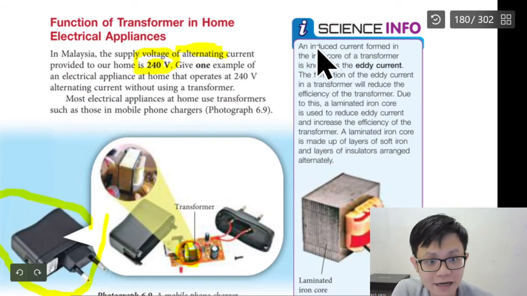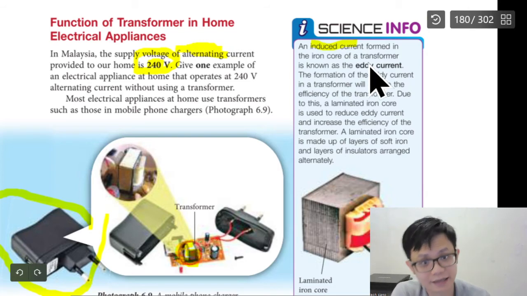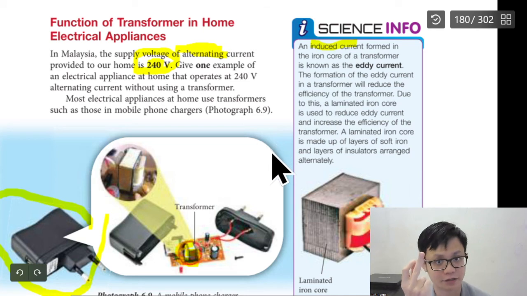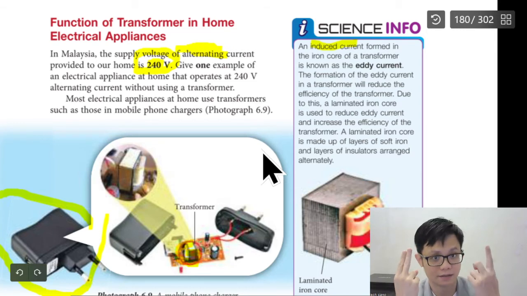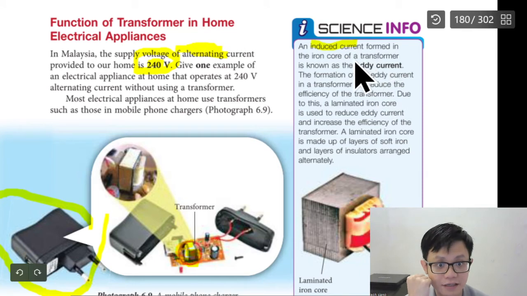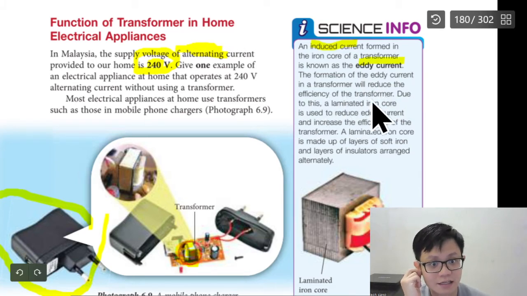Okay, and induced current means the current, the electric. Again, I said volt and current, these two added together become electric, the watt. It's known as induced current. The current induced in the coil of the transformer is known as eddy current. The formation of eddy current in a transformer will reduce the efficiency of the transformer. Due to this, the laminated iron core is used to reduce eddy current and increase the efficiency of transformers.